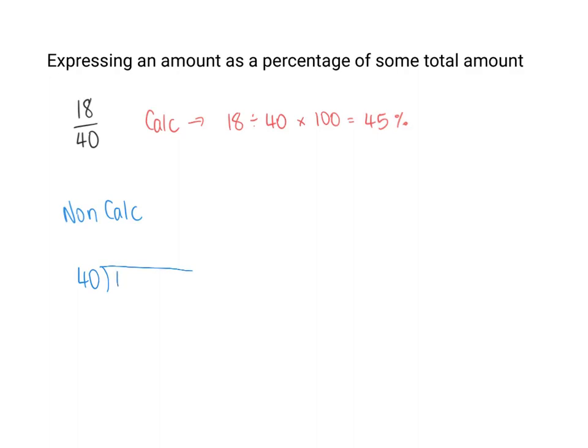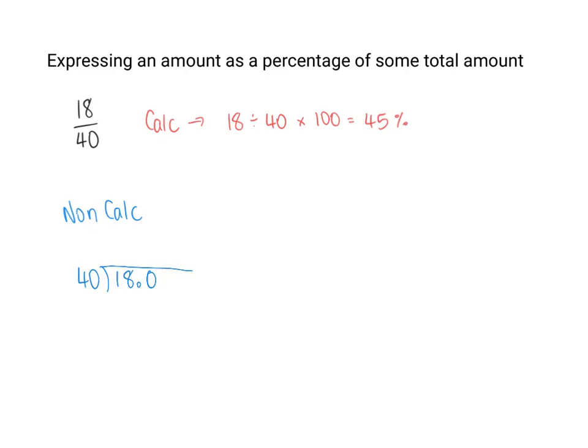many times does 40 go into 18? So obviously you're looking at it and thinking, well, 40 doesn't go into 18. So this is when we need to add a 0. Now we can't change the 18. We can't willy-nilly change numbers in maths. So we can add a 0 and make it 18.0.